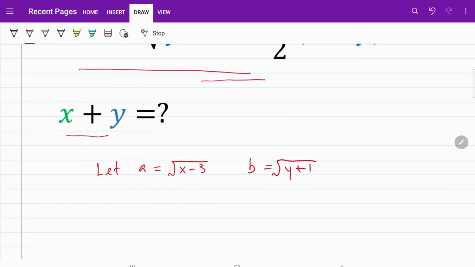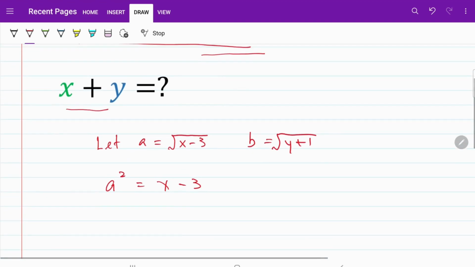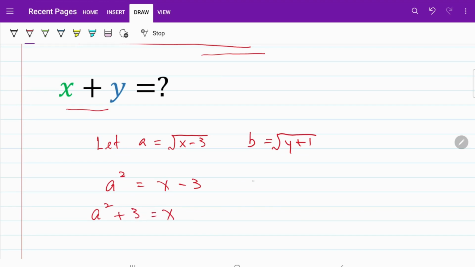From here, if I take a squared, then that's equal to x minus 3. If I move 3 to the left hand side, I have a squared plus 3 equal to x. Likewise, I can do b squared on the left hand side, which is equal to y plus 1. From here, b squared minus 1 will be equal to y. Keep these two in mind because these are what we are going to be using.